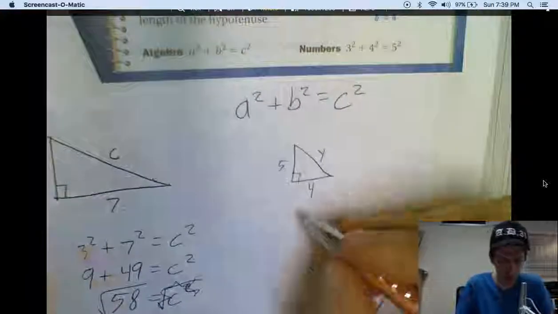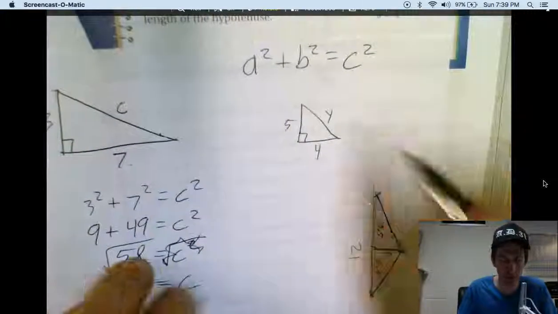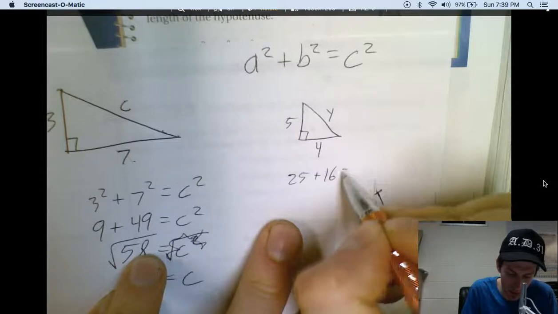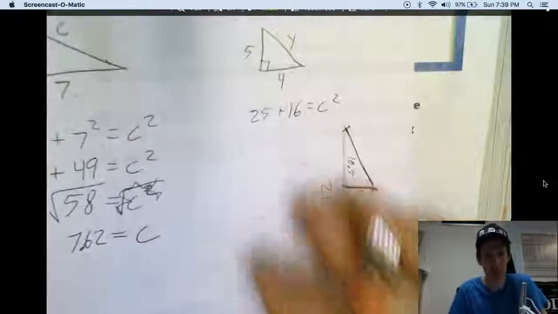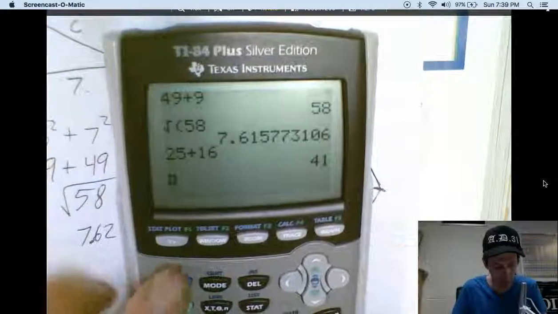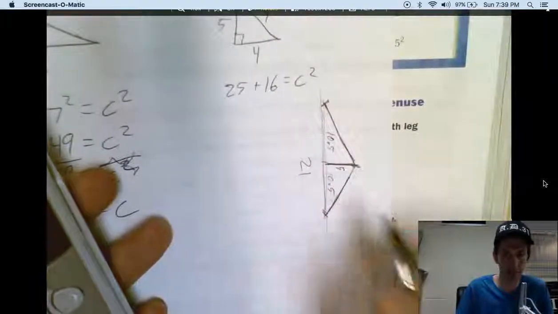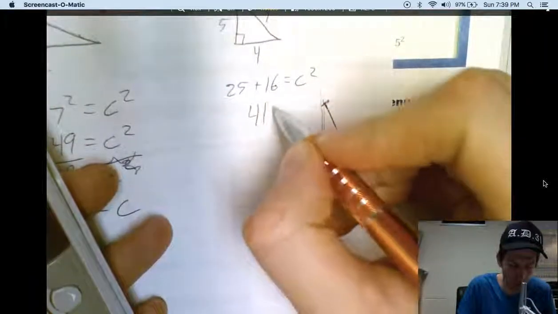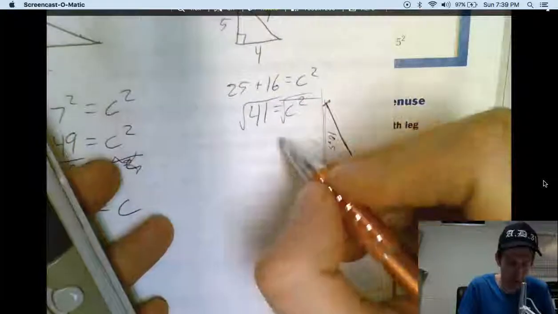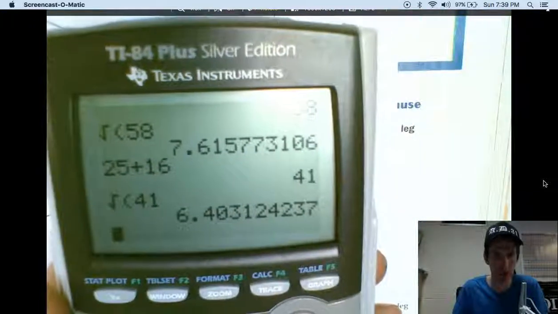Well, 5 squared, I'm going to skip some steps. I'm not going to write it all out here. 5 squared is 25, plus 4 squared is 16, equals c squared. 25 plus 16 is 41, square root of 41. Alright, let me show you what I did. 41 equals c squared. Now I'm doing the square root of both sides to be left with just c. Square root of 41 is 6.4.